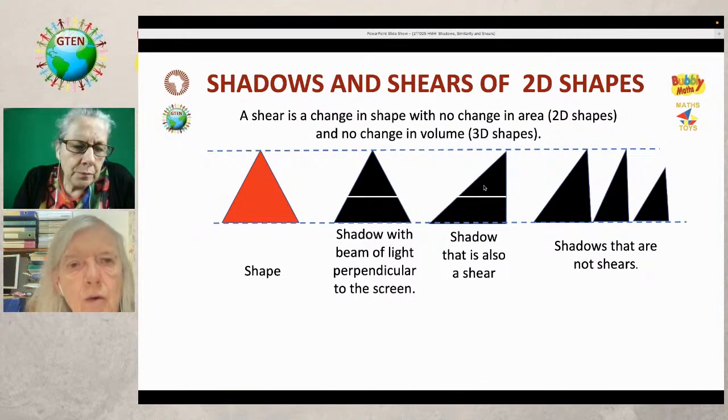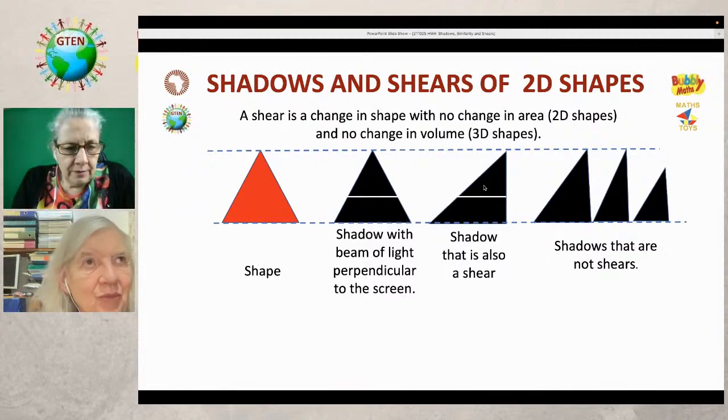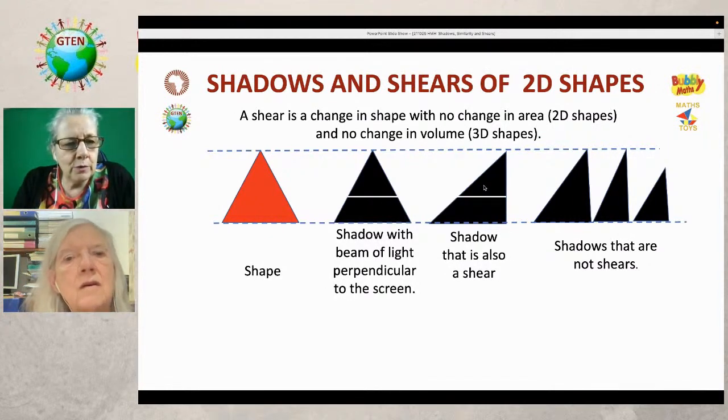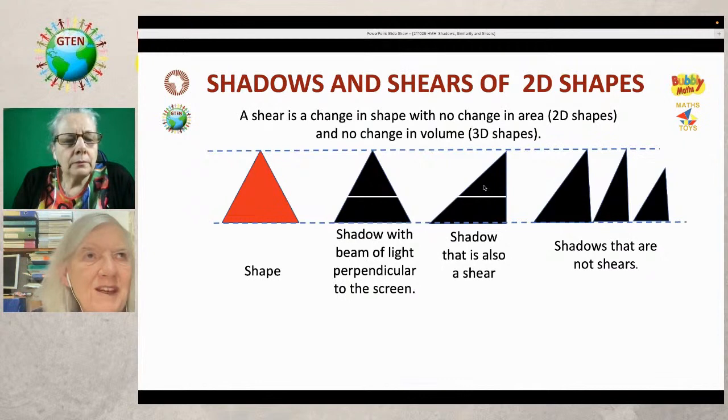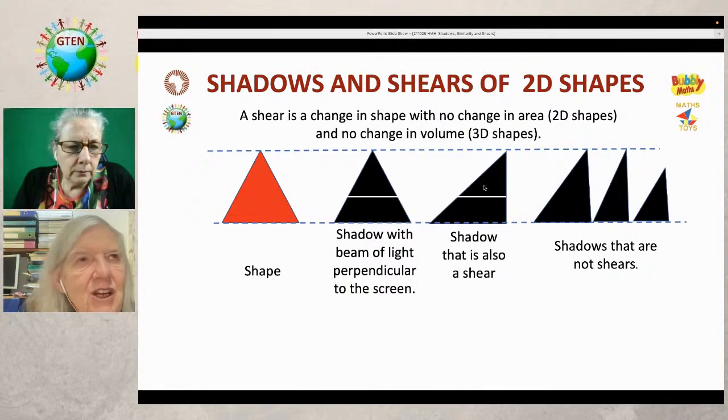And also notice that the base of the triangle doesn't change. The base is the same. Right. So the length of the base stays the same. It's the position of the apex, let's say, that moves, that changes. Yes. And we know the formula that the area of a triangle is half the base times the height. So if the length of the base stays the same and the height stays the same, then it will be a shear.